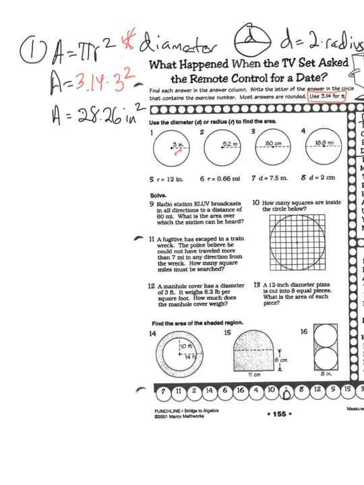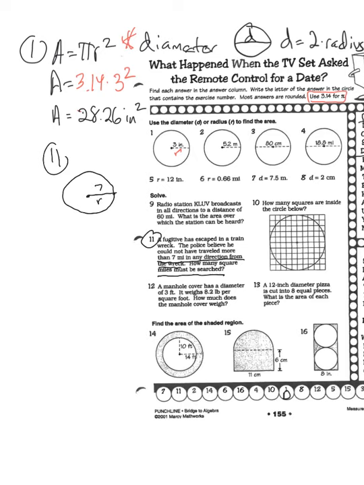I'll do one example of a story problem. Number 11. A fugitive has escaped in a train wreck. The police believe he could not have traveled more than 7 miles in any direction from the wreck. So I want to draw a picture. It says how many square miles must be searched. So I'm going to put a dot down here for where the wreck occurred. And then he could go 7 miles in any direction. So that's the shape of a circle.